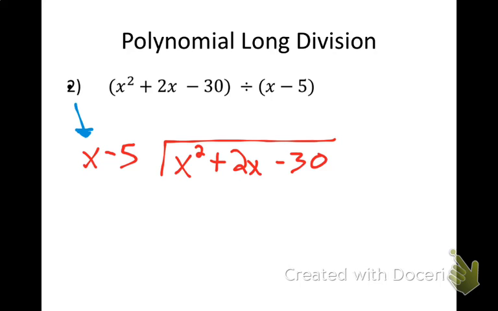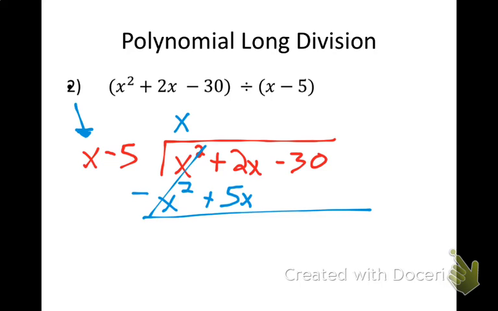So I think of this as x goes into x squared how many times? And again, don't think of it that way. Think of it as inverse multiplication, and we get x. Nice job, guys. And then I multiply back. X times x, x times 5. I get x squared minus 5x. And then, gosh, you guys, too smart. 2x plus 5x is? And I bring down the negative 30.